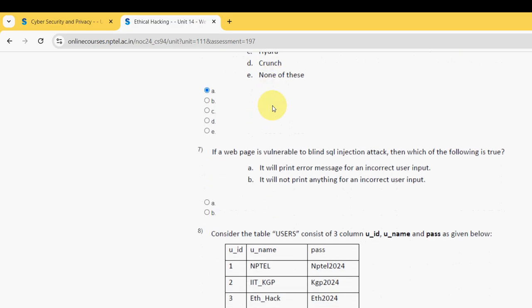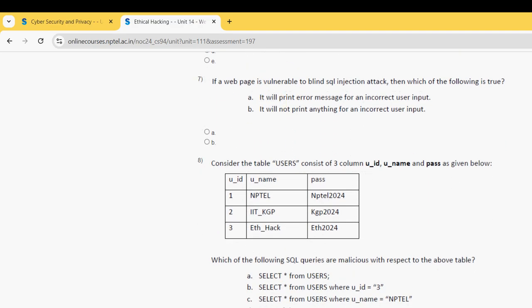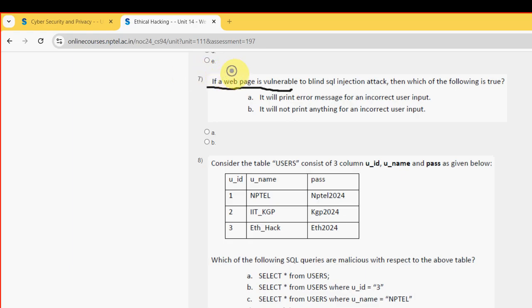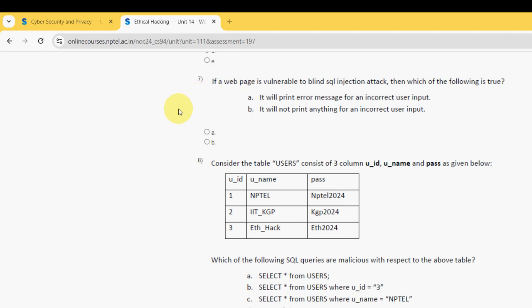Next, seventh question. If a web page is vulnerable to blind SQL injection attack, then which of the following is true? So for seventh question, the probable answer is option B, guys. So mark option B as the probable solution for seventh question.